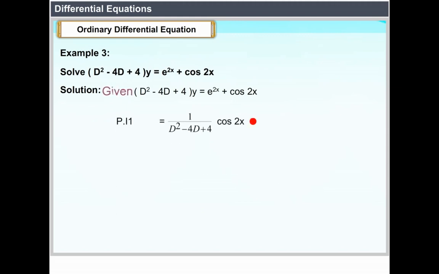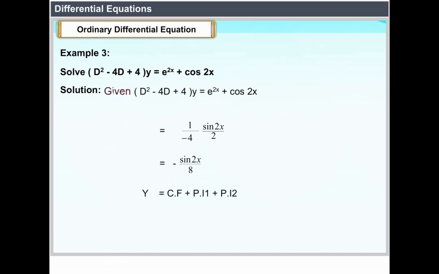PI2 = 1/(D² − 4D + 4) cos 2x. Replace D² by −2² = 1/(−2² − 4D + 4) cos 2x = 1/(−4D) cos 2x = −(1/4)(sin 2x)/2 = −sin 2x/8.